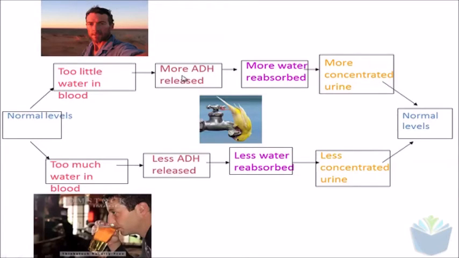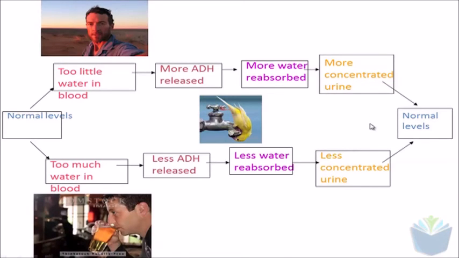If there's too much water, then less ADH is released, which means that less water gets reabsorbed by the kidneys. Therefore, you're going to get a less concentrated urine. If you've got too little water in the blood, more ADH is released, more water gets reabsorbed, so you're going to have a more concentrated urine. And if you're just to go by colour, this one would be more yellow, this one would be less yellow.